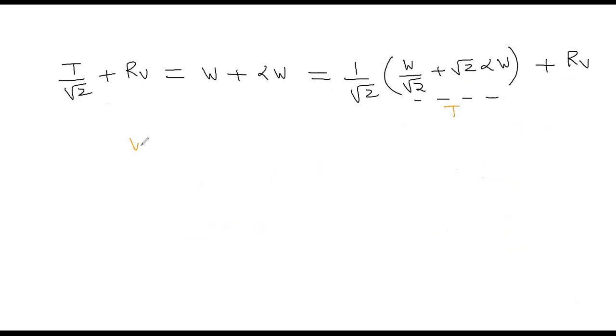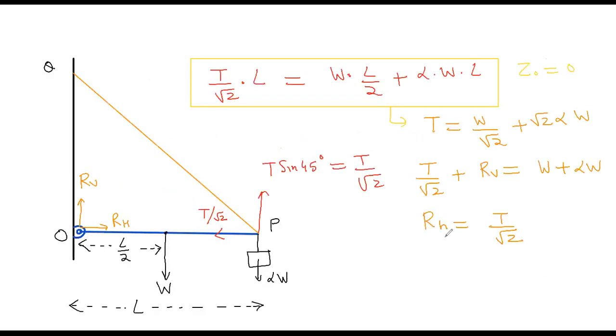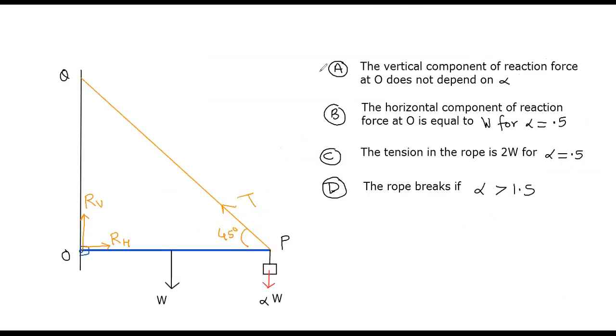So now you will get W plus alpha W is equal to W by 2 plus alpha W plus RV. Now if I cancel alpha W, you will get RV is equal to W by 2. RV equal to W by 2. So the vertical component of the hinge reaction does not depend upon alpha. So option A is correct.